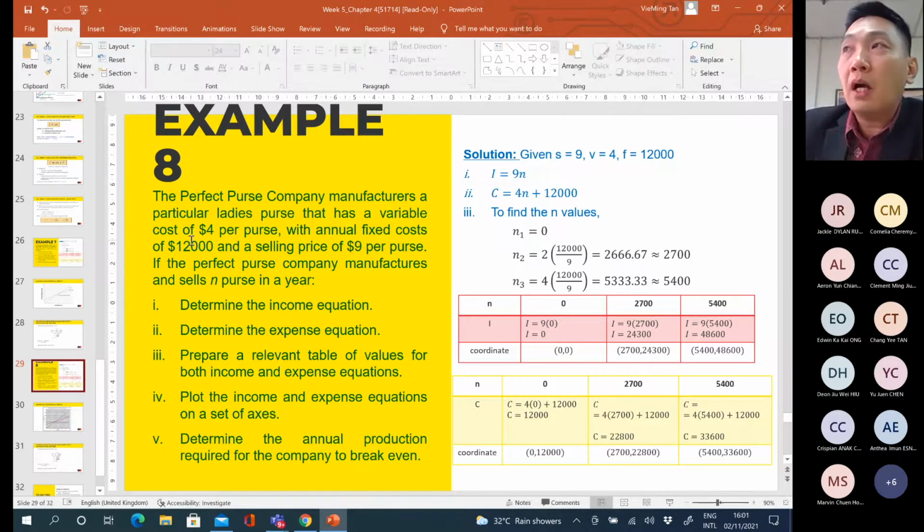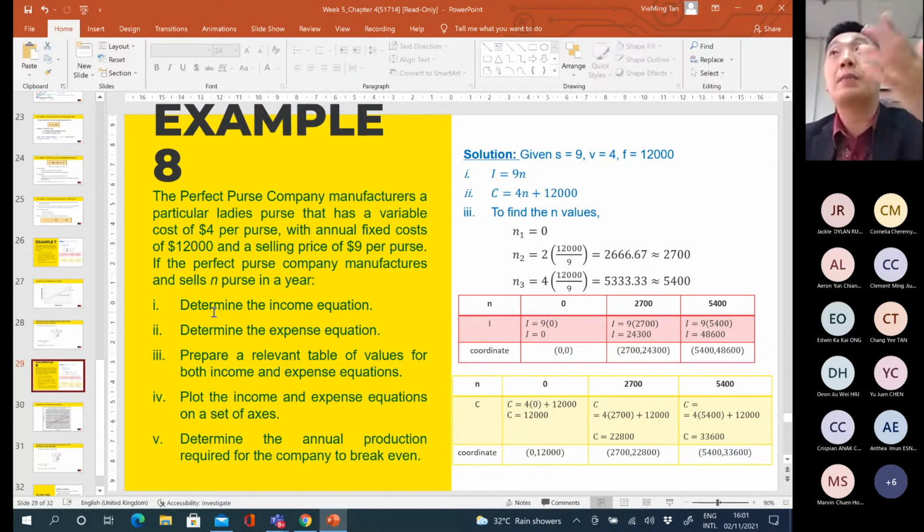No matter how many units are produced and sold, the fixed cost is always the same. So we can put here, fixed cost. Next sentence: and the selling price is $9 per purse. That means this is the S. So I put it here. First question is determine the income equation. That means you are asked to form the income equation.